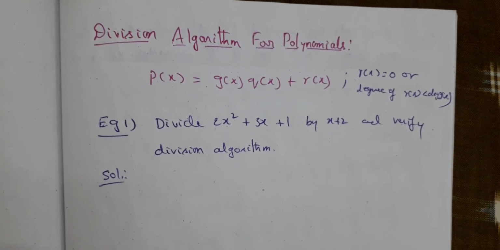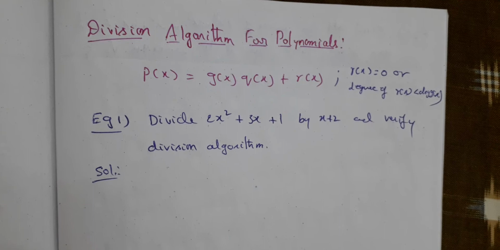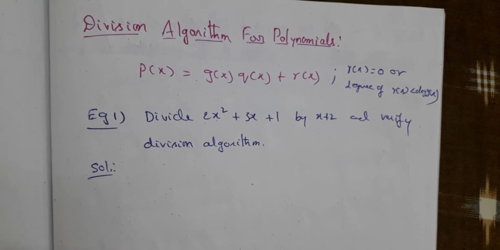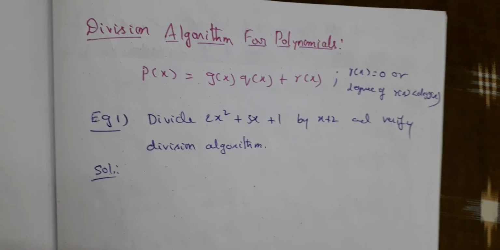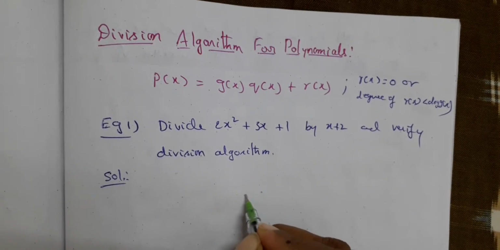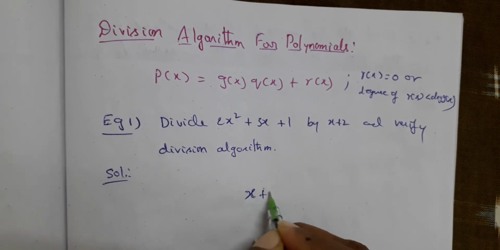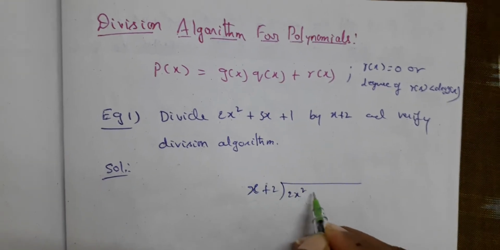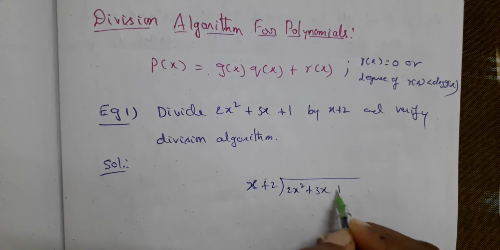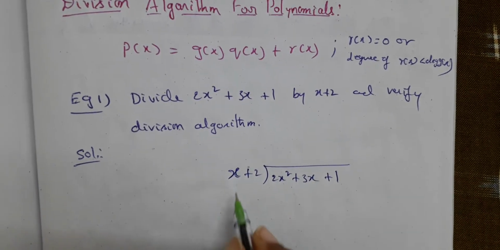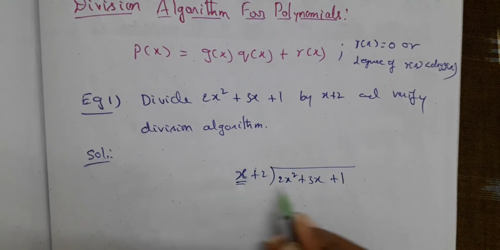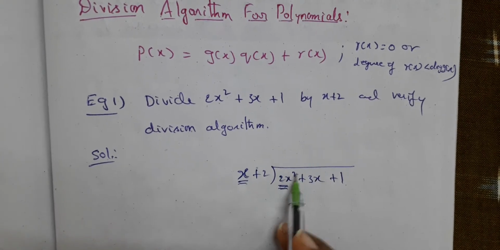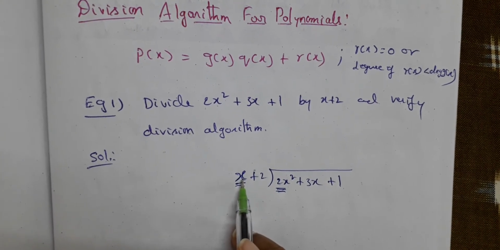So what is the question given? Divide 2x square plus 3x plus 1 by x plus 2 and verify the division algorithm. So let us see how to divide it. Here x plus 2 divides 2x square plus 3x plus 1. You only have to look at the first terms. Here you have 2x square, and this is x.